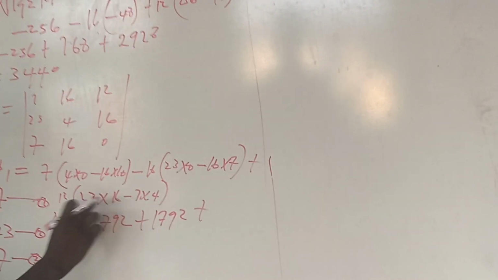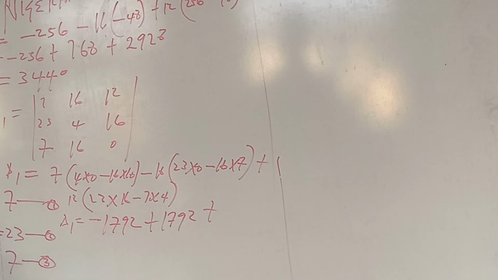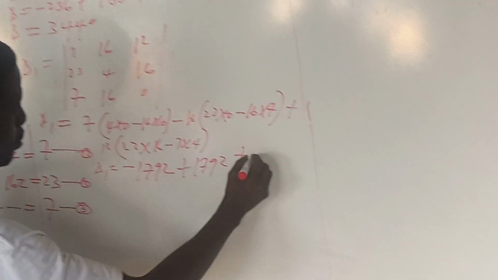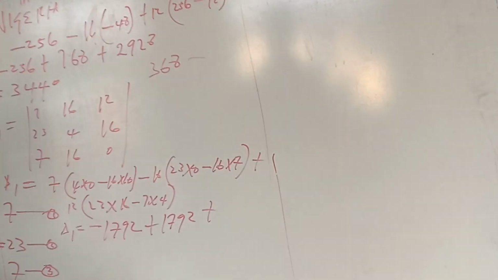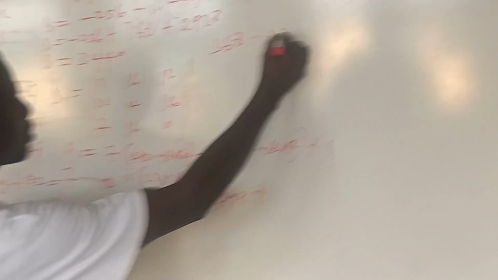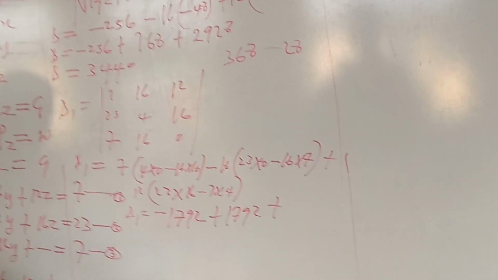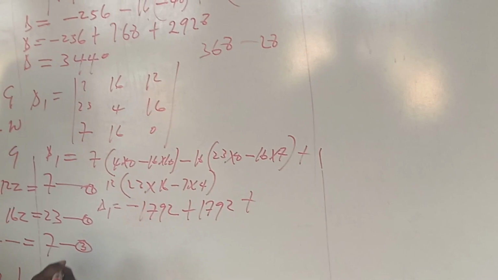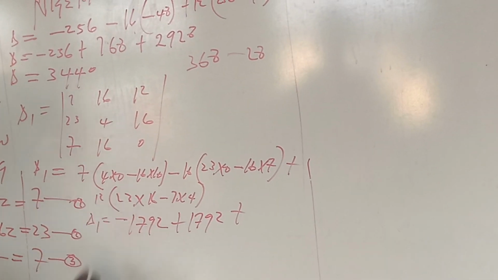You have 23 times 16 will give me what? 368. Okay, let's just go straight. You said 368 like this? Okay, minus what? 7 times 4 is what? 28. Now 368 minus 28 will give us what? You said what? 340 times 12 will produce what? 340 times 12 will give me what?